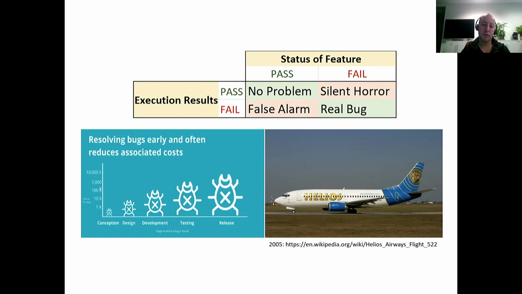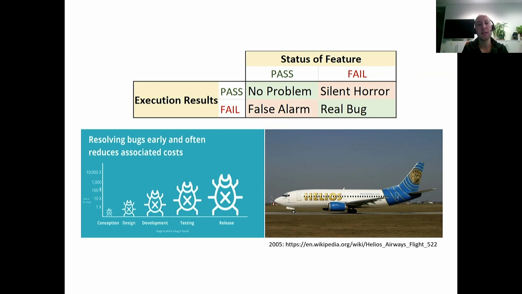But we have some problematic cases as well. For example, if the feature is not working properly, but our test case is not reporting a warning or alarm for that, it means that there is a bug in the feature, but our test case is not reporting it, so it is not catching it.